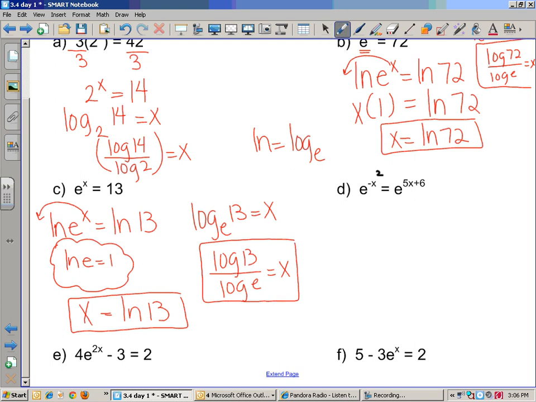Now, if the bases are the same, then the exponents are the same. Now, I'm going to put a star here because we're going to talk more about D tomorrow, because this one requires that we do a little bit of math in terms of eliminating options.